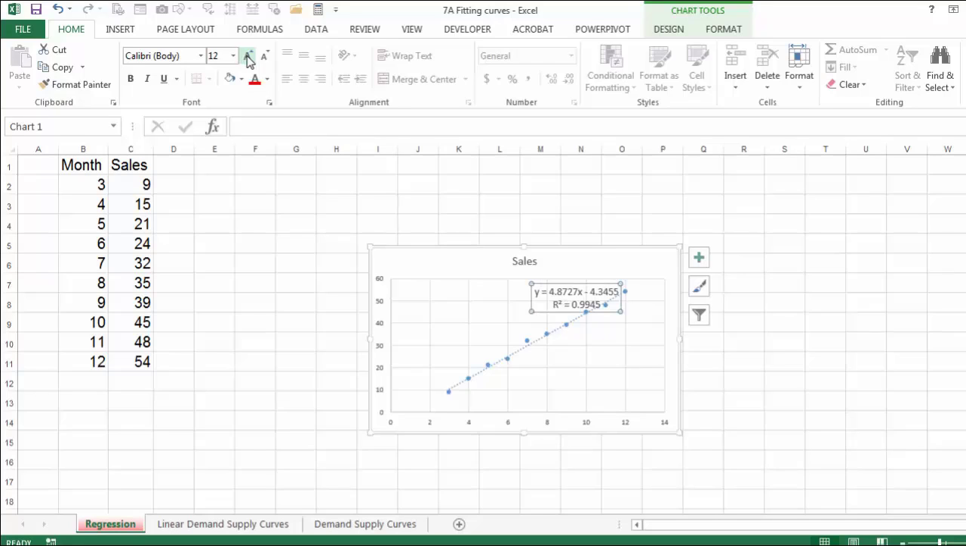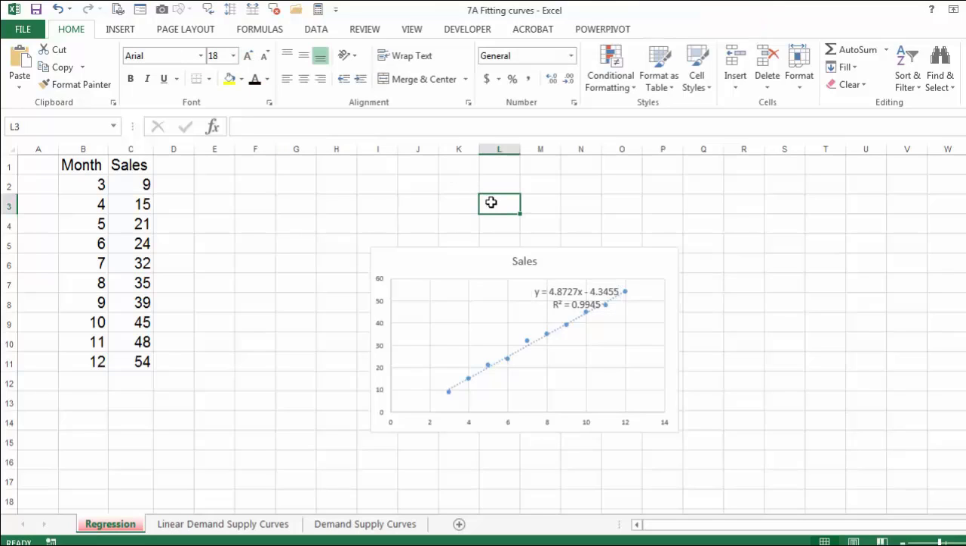R squared says that this is a very good fit. The closer to 1 it is, the better it is. And the equation of the straight line, going back to maybe first or second year of high school, says in a reverse order that y equals minus 4.34 plus 4.87x. In simple words, when x is equal to 0, it's the intercept down here, y is equal to minus 4.34. And every month our sales are going up on the average about 4.87 units, whether it's dollars in sales.